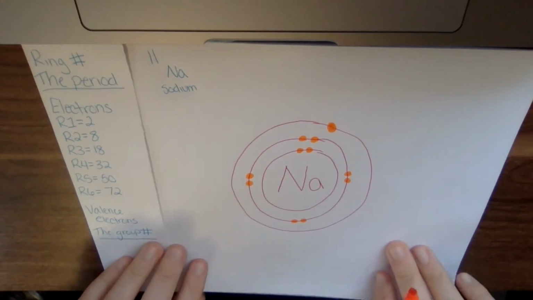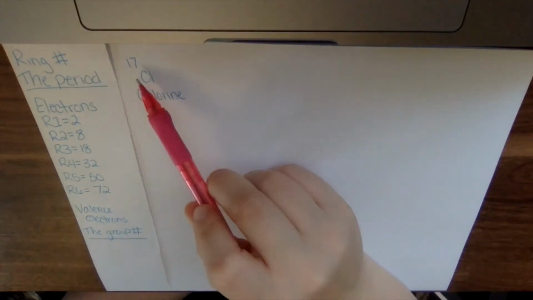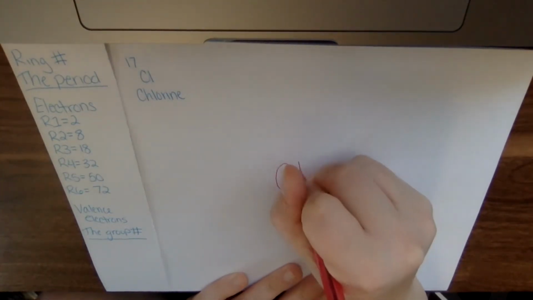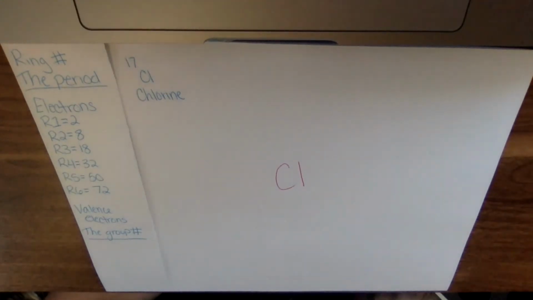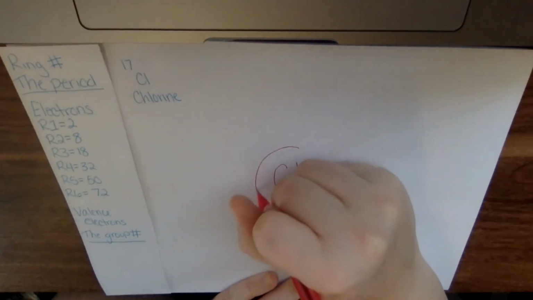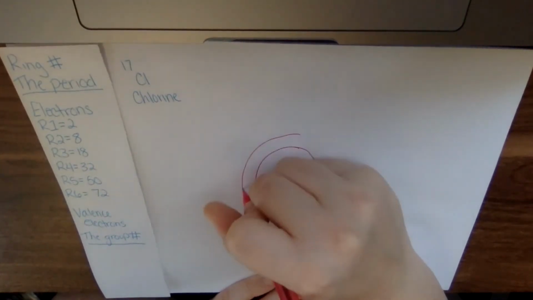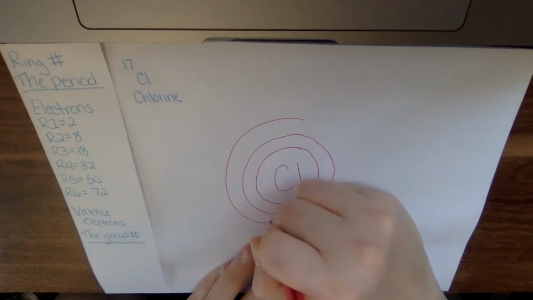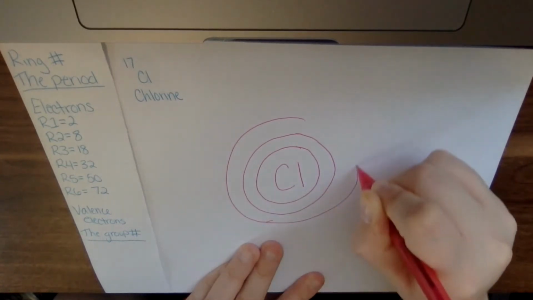All right, let's move on to our next one. So there's sodium. Next we have chlorine. Chlorine is element 17, so its atomic number is 17. So I'm going to draw Cl. On the periodic table, chlorine falls in period 3, so I'm going to draw 3 rings again. 1, 2, 3.